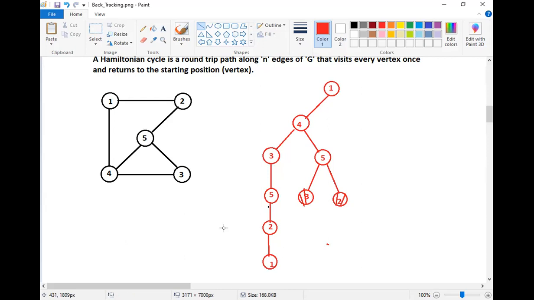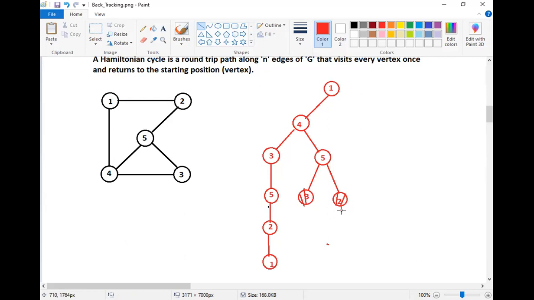Understood why this 2 became a dead end now? We did not reach 1. We did not go to 1 because if we go to 1, we cannot form a Hamiltonian cycle. So 2 will become the dead end. Understood? Now, since it is a dead end, where else can I go?